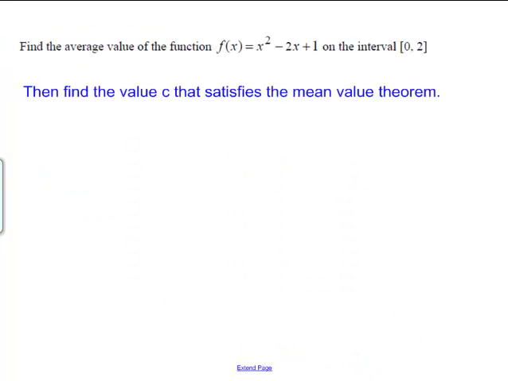So let's see this problem in action. It says find the average value of the function on the interval from 0 to 2. So first of all, what does this graph look like? That's 1, 2, looks something like this.